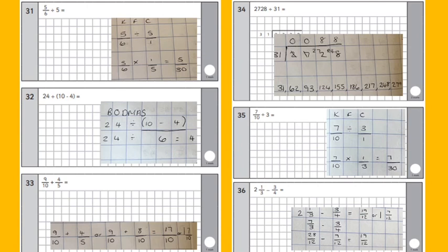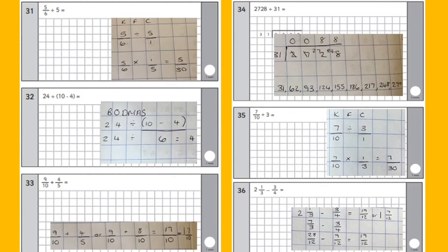Number 34, you have got 2,728 divided by 31. So for this question, as you can see, I've written out my multiples of 31. Remember, just physically add them on each time. Then you do your division like normal. So as you can see, I've got 31s into 2 I can't do, so I've put a 0 there, moved the 2 across. I've then got 31 into 27.